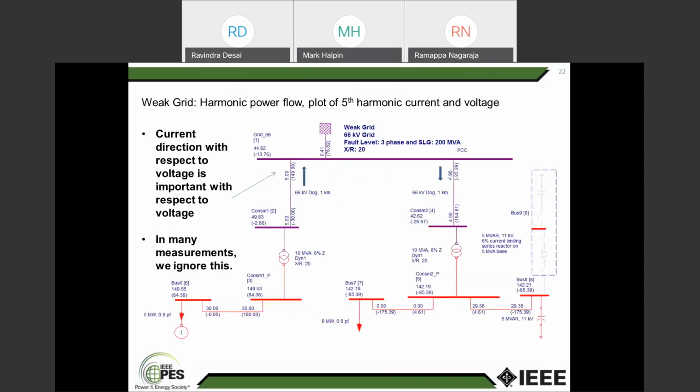What happens if it is a weak grid? What do you mean by the weak grid? Here the fault level is just 200 MVA. Assume that there is a long 66 kV line. Normally the 66 kV, if it is a dog conductor, can take about 27 MVA. Therefore, still you will be able to load. But assume that it is a long 66 kV line. The fault level here may be just 200 MVA.